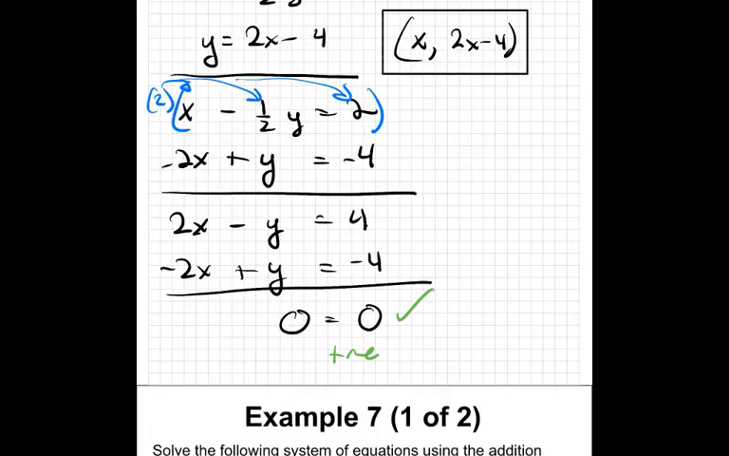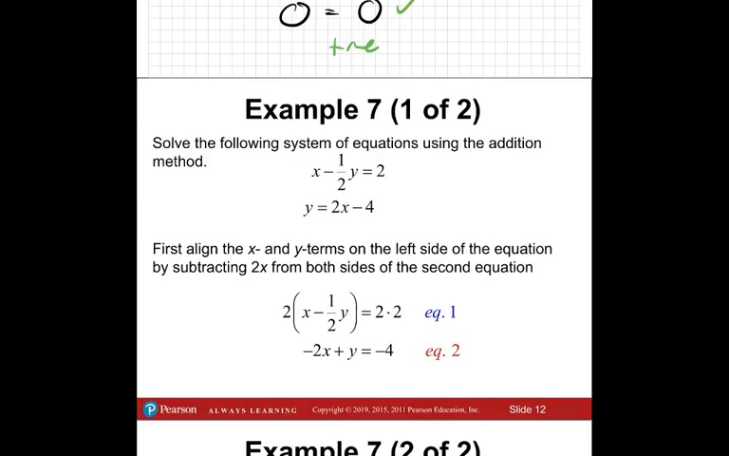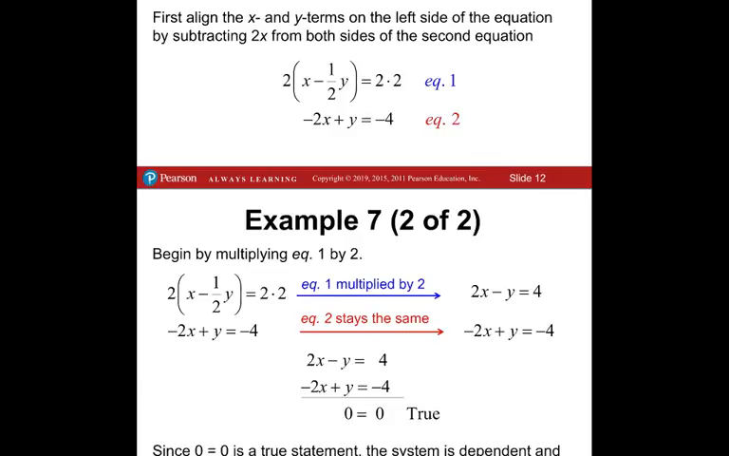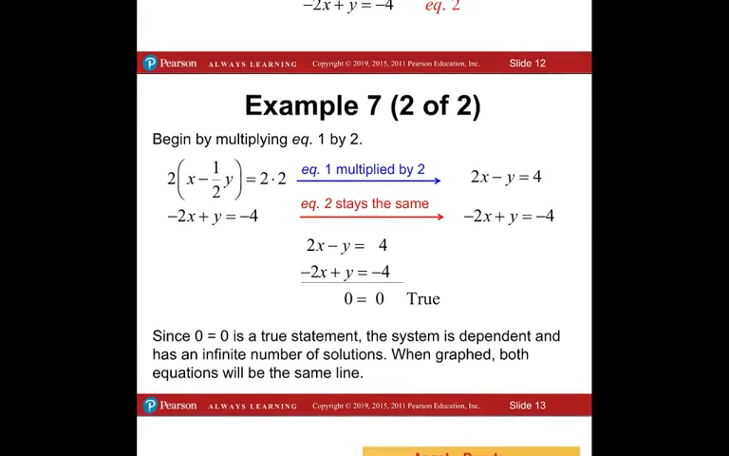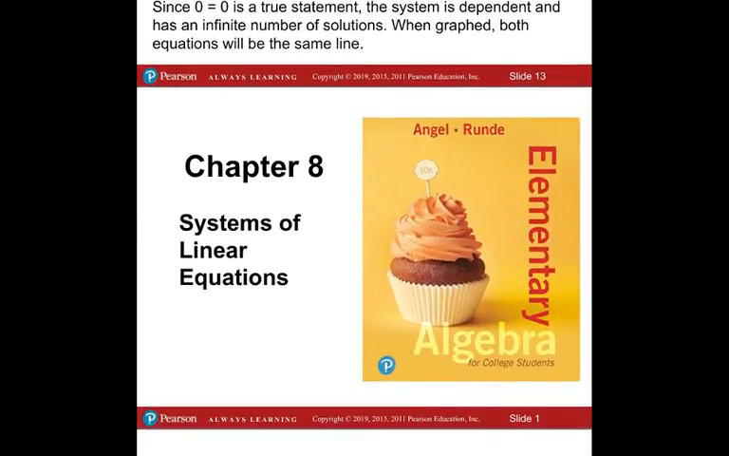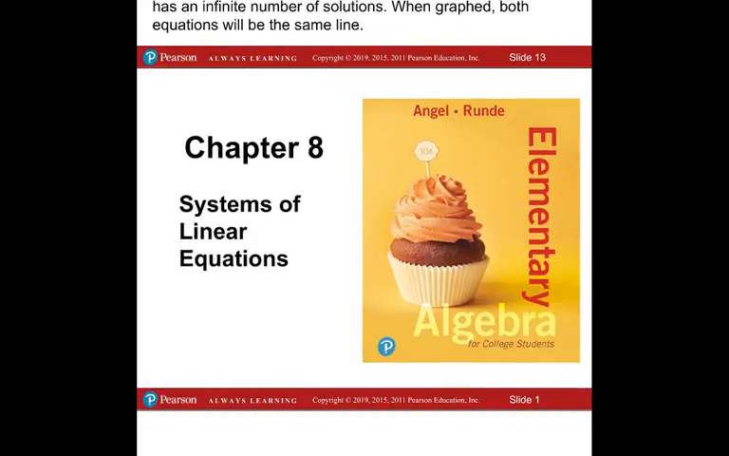So infinitely many solutions. That's an example of an identity. Since 0 equals 0 is a true statement, the system is dependent and has an infinite number of solutions. When graphed, both equations will be the same line. So that actually closed out section 8.3.